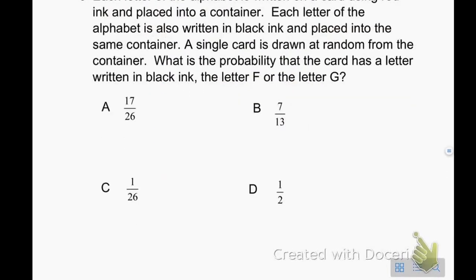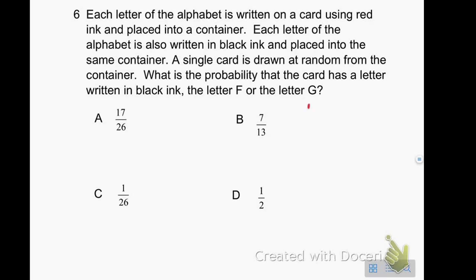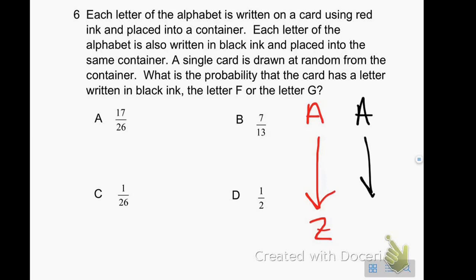Number 6, each letter in the alphabet is written on a card using red ink and placed into a container. Each letter of the alphabet is also written in black ink and placed into the same container. A single card is drawn at random from the container. What is the probability that the card has a letter written in black ink, the letter F or the letter G? So I know that in the container, I have letters A through Z in red. And I know if I also have the letters A through Z in black, I have a total of 52 cards.